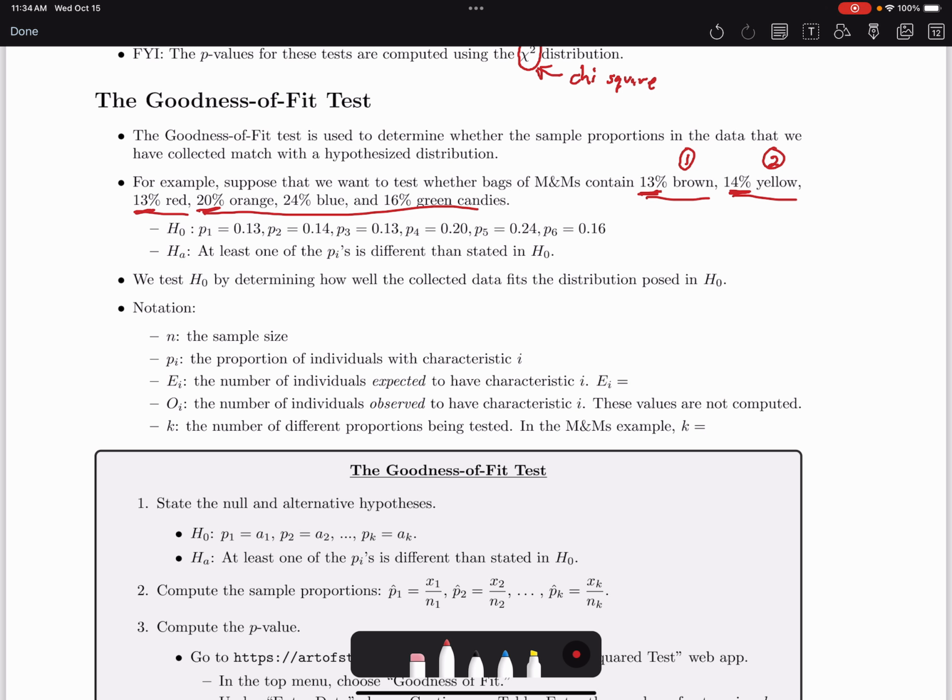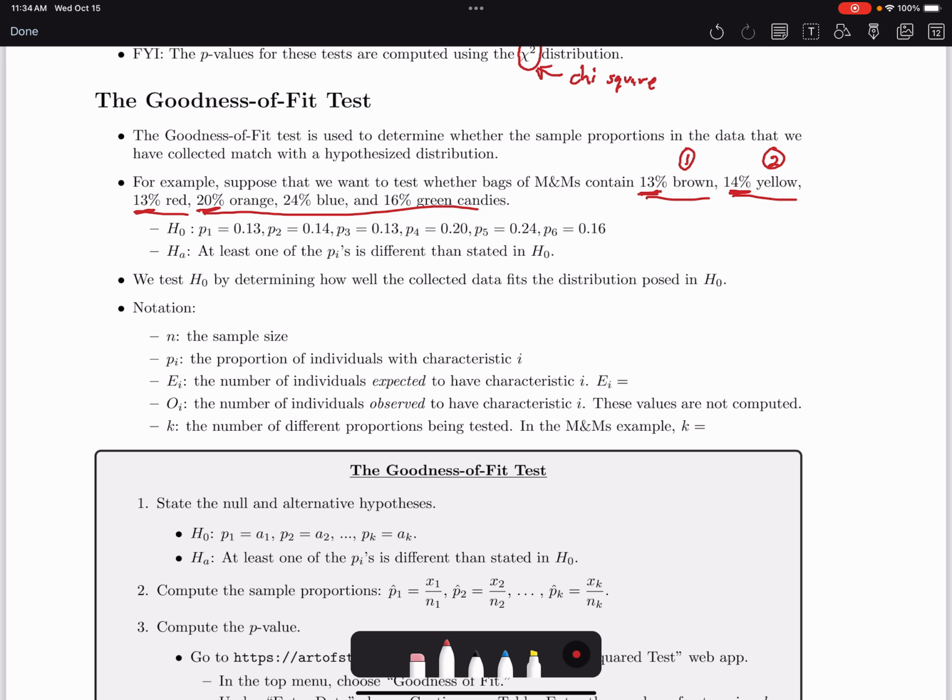Now, for the alternative hypothesis, we're just going to write this down in words. So don't try to get fancy and write it down in math symbols, because there are actually lots of ways that the null hypothesis could fail to be true. For example, it might be the case that P1, P2, and P4 are equal to the values that are stated in the null hypothesis, but the rest of them are different. Or maybe it's P1, P3, P4, and P6 that are the same, but the other two are different. Or maybe they're all different from what's stated in the null, right?